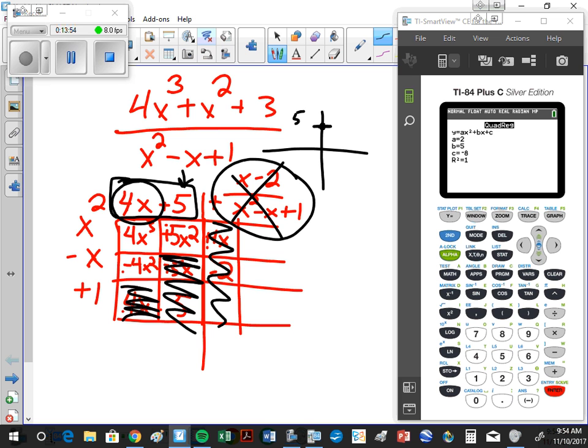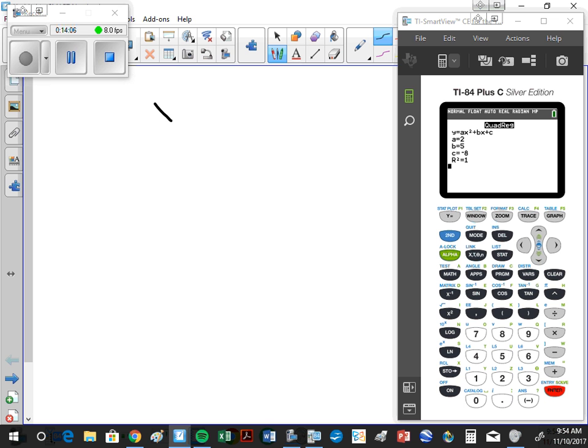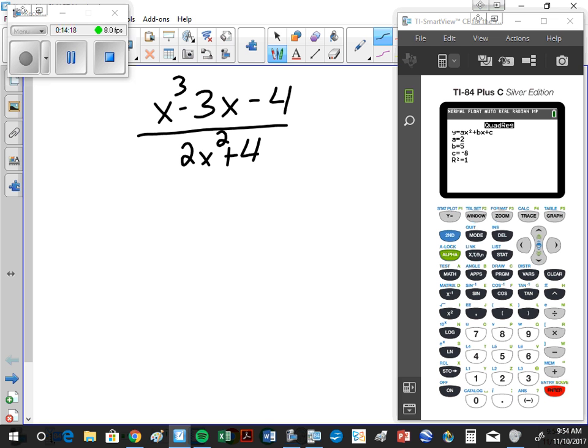All right, let's do another one that has a slanted asymptote. Let's do x to the third minus 3x minus 4 divided by 2x squared plus 4. It's not a number. I just pulled it from the book. So I want to find the slant asymptote. Does this have any vertical asymptotes? When does the denominator equal 0? Never. 2x squared plus 4 is never 0 or a negative number.